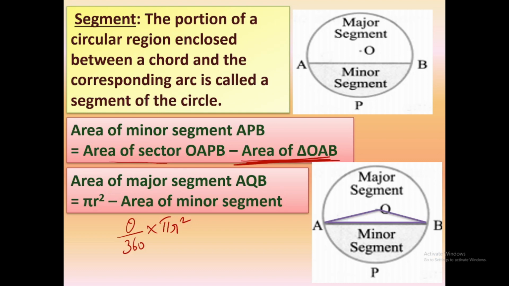So again, as I'm saying, to find the area of the segment, we are going to use a formula: area of sector minus area of corresponding triangle. Area of sector minus area of triangle, you get the area of segment. So this is the way we are going to find the area of segment.